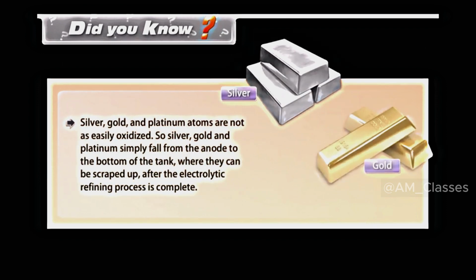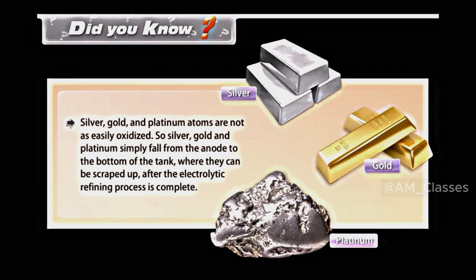Did you know? Silver, gold, and platinum atoms are not easily oxidized. So, silver, gold, and platinum simply fall from the anode to the bottom of the tank, where they can be scrapped up after the electrolytic refining process is complete.